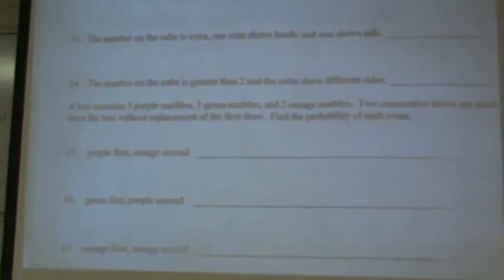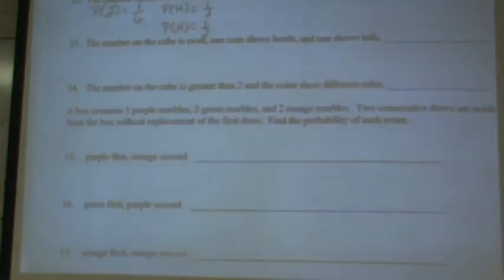Now, on the back page, number 12. Before number 12, it says a number cube is rolled and 2 coins are tossed. Find the probability of each event. So number 12 says the number on the cube is 2 and both coins are heads. So now we have 3 events. And again, we know that our number cube has the numbers 1 through 6, and our 2 coins can be either heads or tails for both coins.